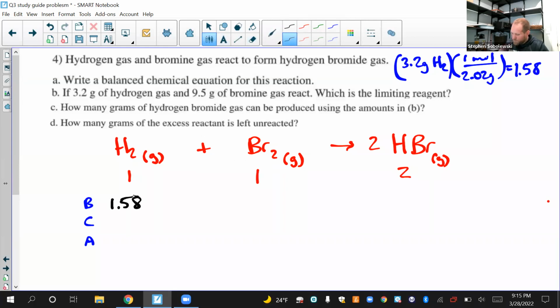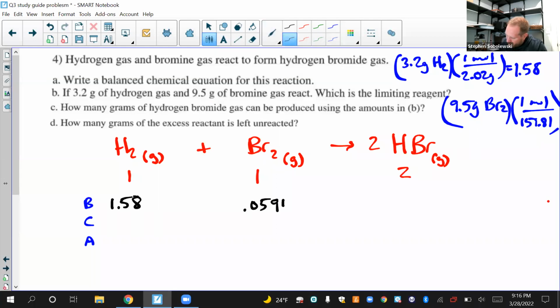1.58 moles. How about the Br2? I have 9.5 grams of bromine, Br2. We're going to multiply that by 1 mole over Br2. 79.904 times 2 is 159.81. 9.5 divided by this gives us 0.0594 moles. Okay.